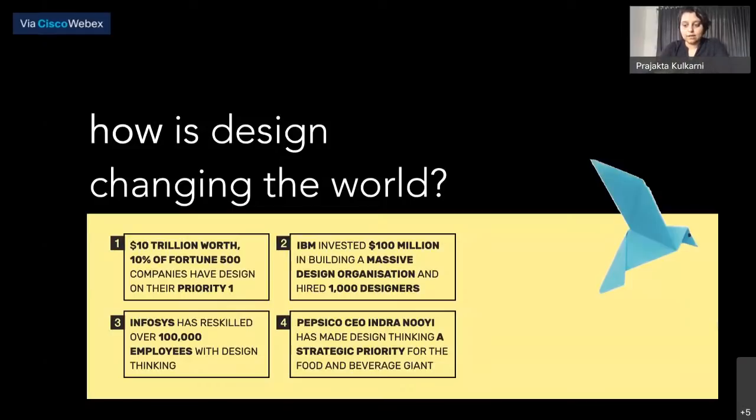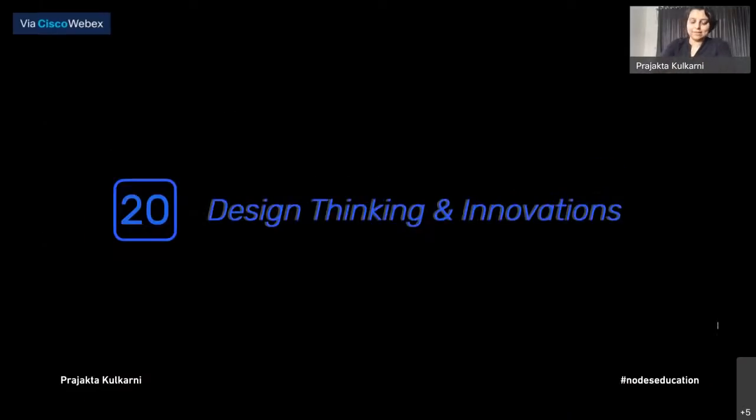So design thinking is change in the world. Design is being utilized to solve the ground level problems or human level problems in any kind of system. And that's why the importance is growing every day. And that's one of the reasons why I'm sure design thinking is involved in this kind of a topic. So let me get into design thinking and innovations.